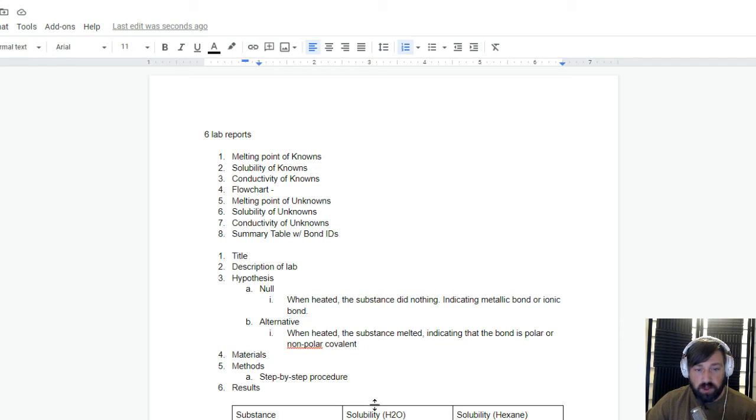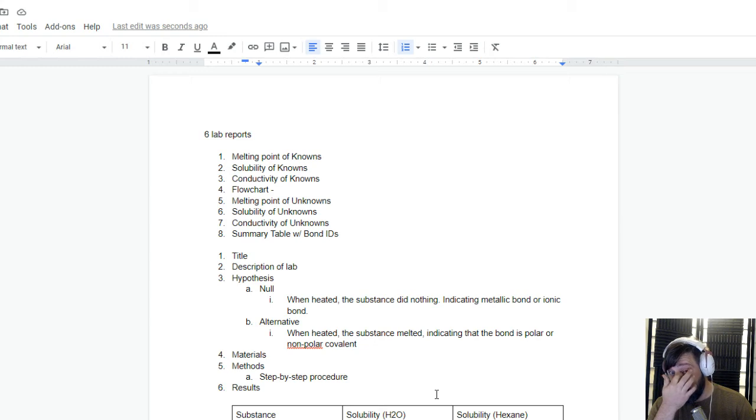So if I'm doing a solubility, like up here, I could say substances 1 and 5 could be either ionic or polar based on their solubility, substance 17 could be nonpolar, and substance 20 could be metallic. And this is just based on their solubility up here.